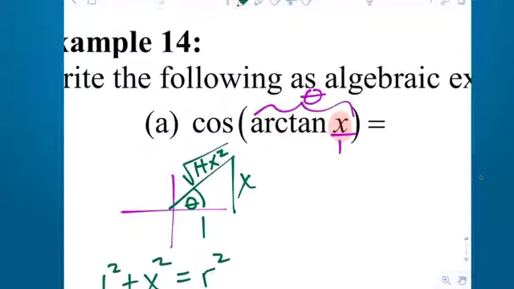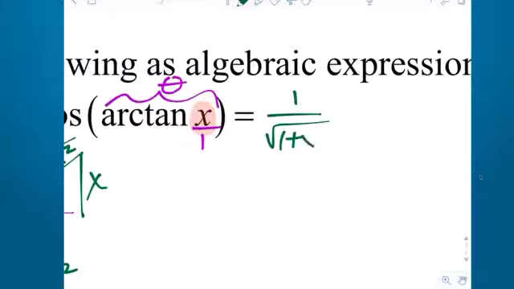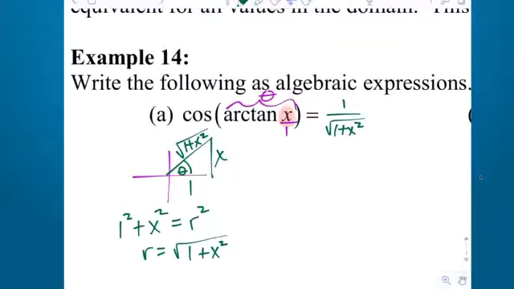I want to end up with the cosine ratio of that angle theta. What is the definition of cosine in terms of x, y, and r? X over r. So that's the horizontal, which we're calling 1, over the hypotenuse, which is the square root of 1 plus x squared. And ta-done, there you go.